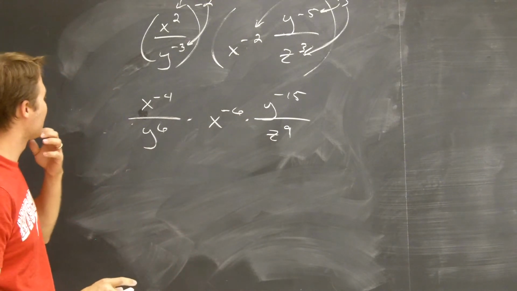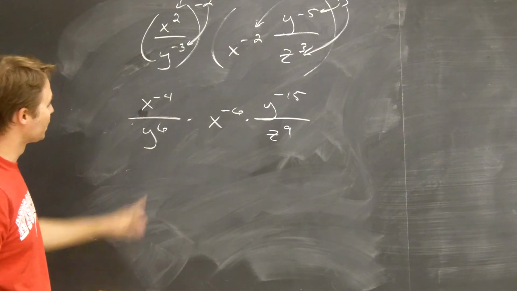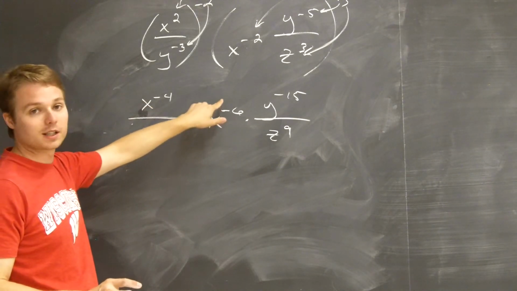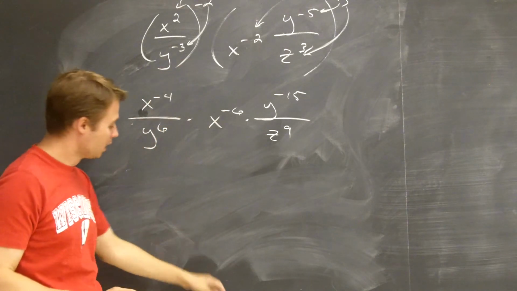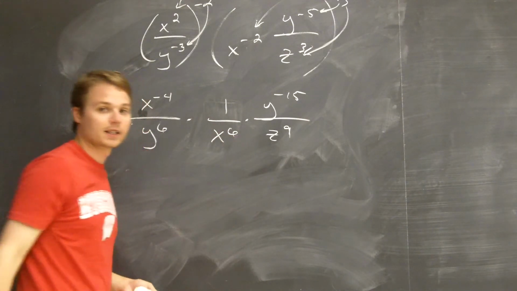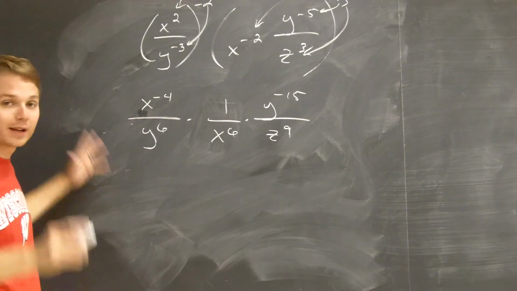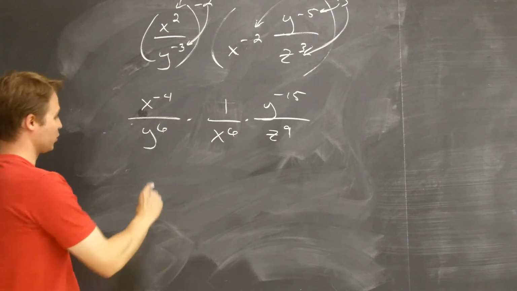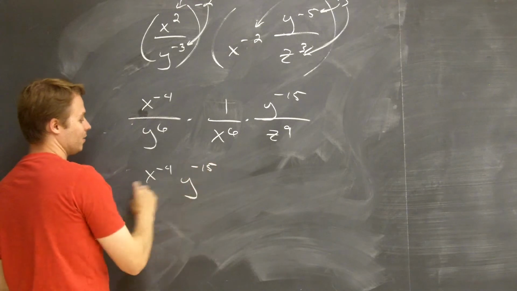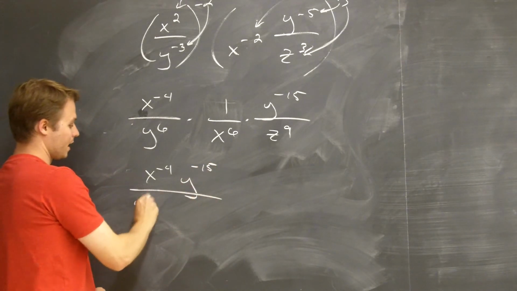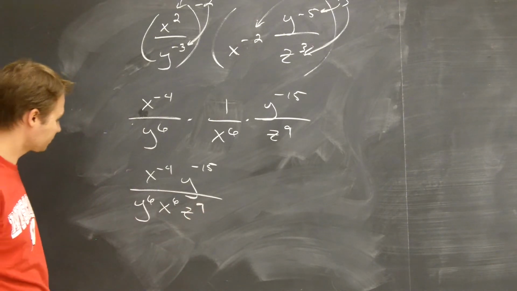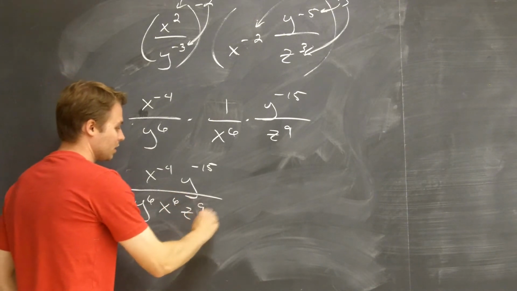So now I can combine terms. I can think of this a few ways. I could either think of this as x to the negative 6 over 1, or I can think of this x to the negative 6 as 1 over x to the positive 6. And now I can just multiply all three of these fractions together straight across. So I'll get x to the negative 4th times 1 times y to the negative 15th all over y to the 6th times x to the 6th times z to the 9th. And now I can just do my combinations.